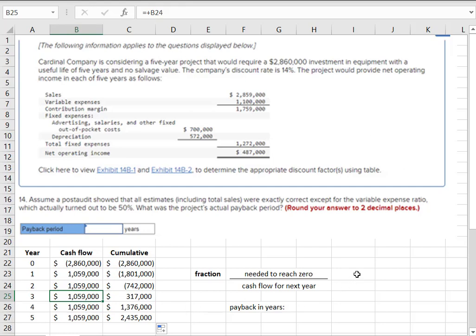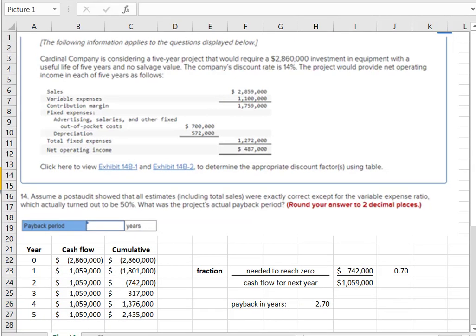So I take a fraction. How much of year 3 do I need? I need 742 of next year. How much is next year? And so that gives us a fraction. How much of that year do I need before I hit zero? So the payback in years here would be 2 years plus 0.7 of year 3. So that's payback for the basic data.